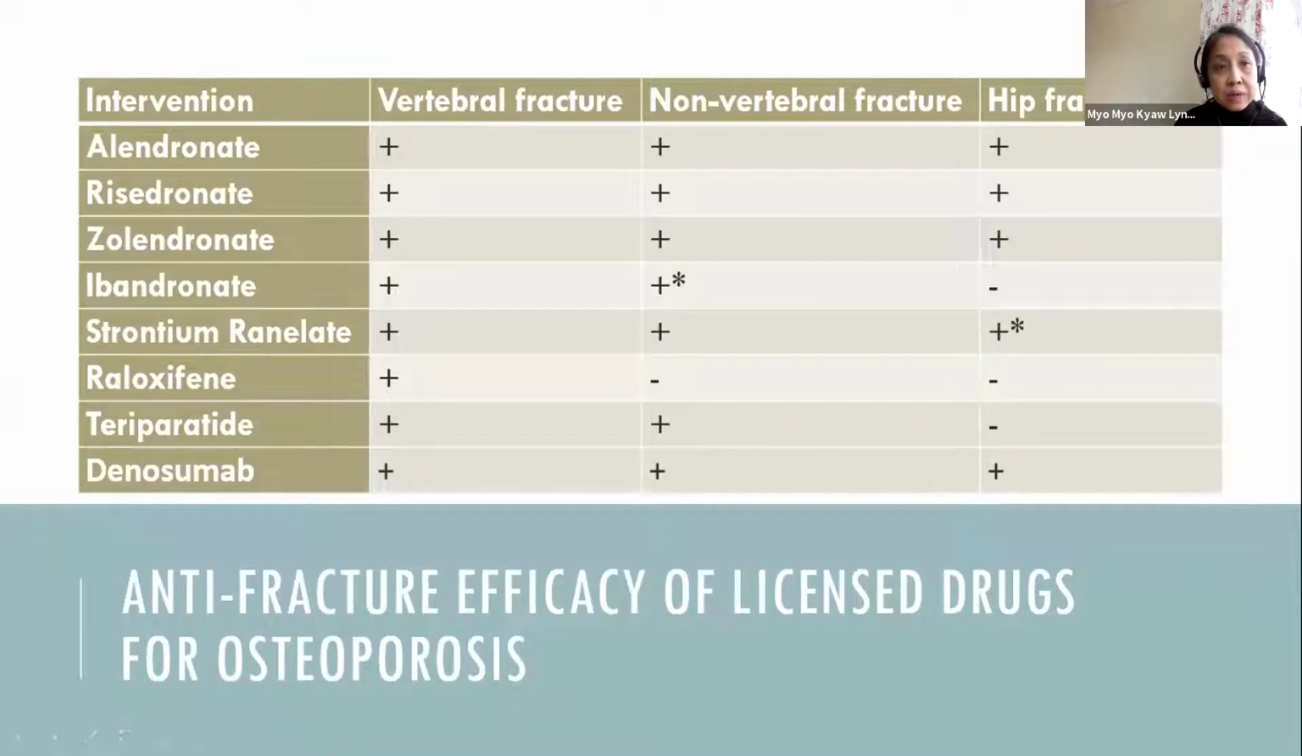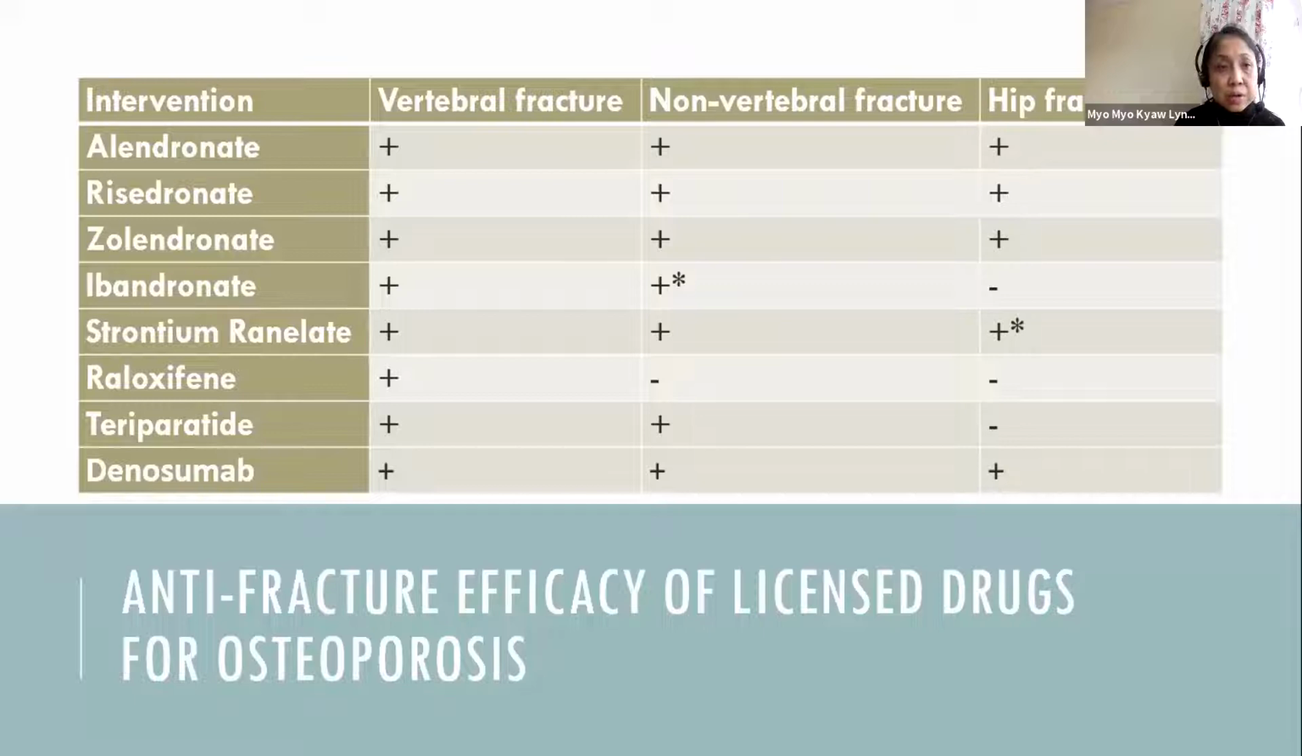This is just a brief slide to see which drugs work more on which type of fractures. Generally speaking, the bisphosphonates alendronate, risedronate, zoledronate, and ibandronate all work in vertebral fractures. Apart from ibandronate, which is not as good in hip fractures, so we should avoid ibandronate if you are treating hip fractures. Risedronate and strontium work in both vertebral and non-vertebral fractures. And raloxifene is mainly for vertebral fractures. It's not very good in hip fractures.